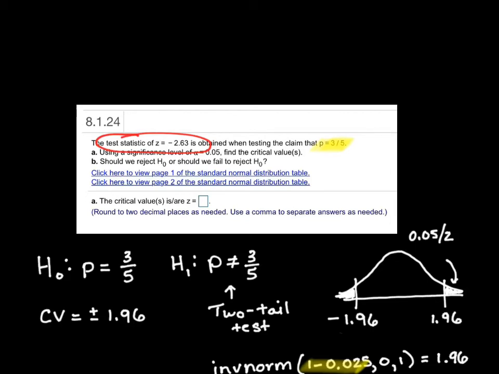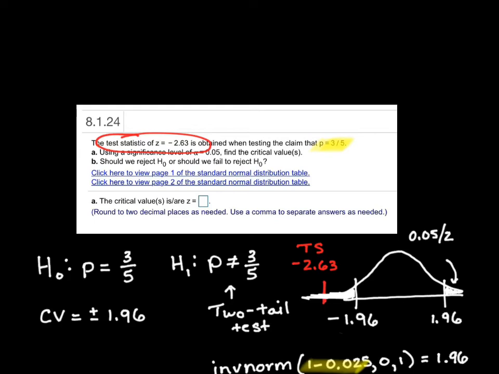And now we're going to take a look at our test statistic. So our test statistic is z equals negative 2.63. So I'm going to locate that on my distribution, and we can see that that value is falling in the left-hand tail. Now the tail areas, we also call those the rejection regions, because that's where if the sample information falls into those rejection regions, that means that we're going to reject the null hypothesis.